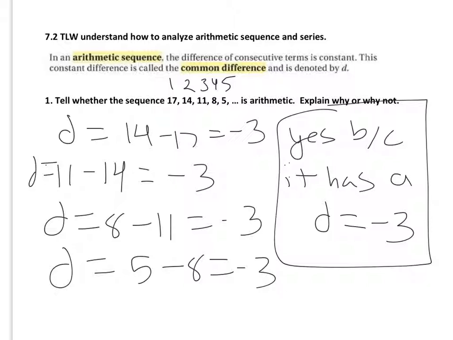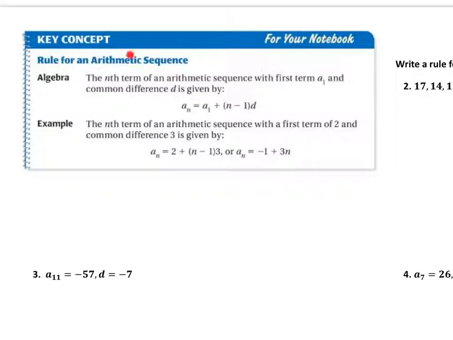Okay, so now that we understand what they are, let's take a look at being able to apply the rules of it. All right, so here's the basic rule, okay? This is what we're going to be filling in for. A sub n equals, now a sub 1, first term, plus the term number minus 1 times the common difference, okay? So remember, it's first term plus n minus 1 times the common difference.